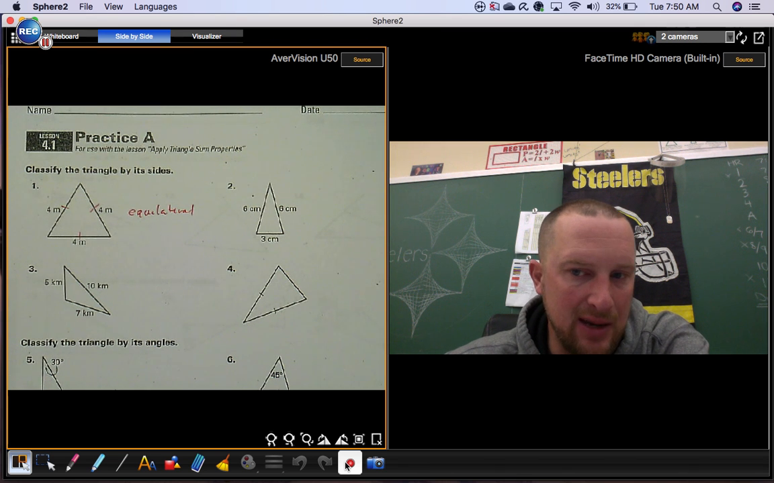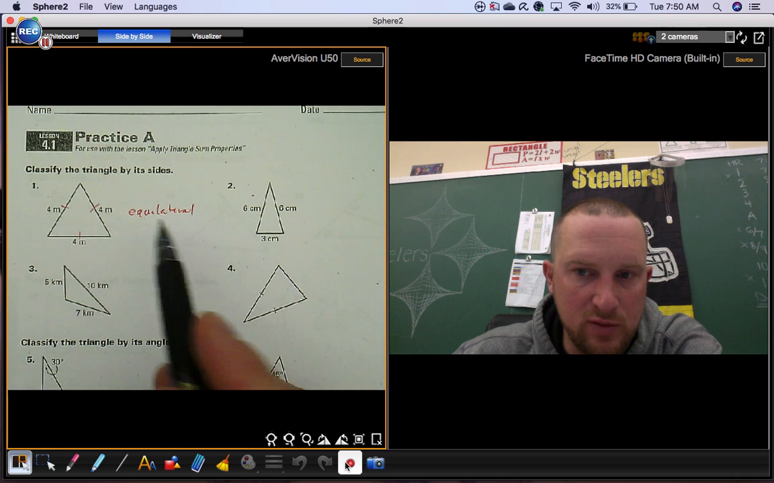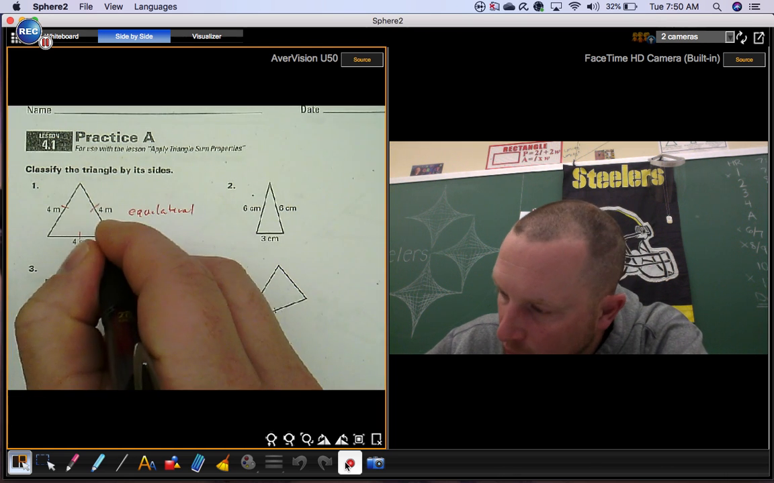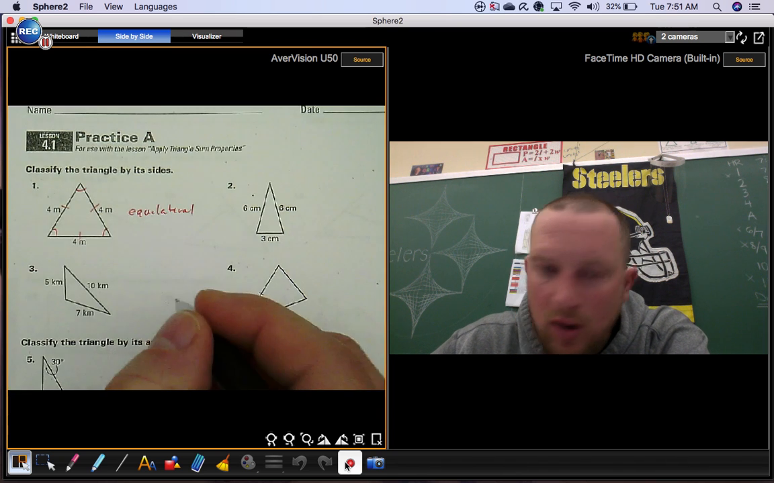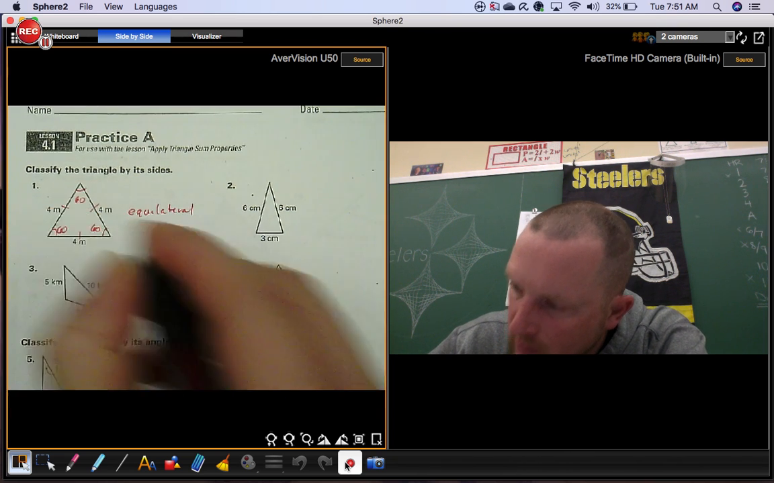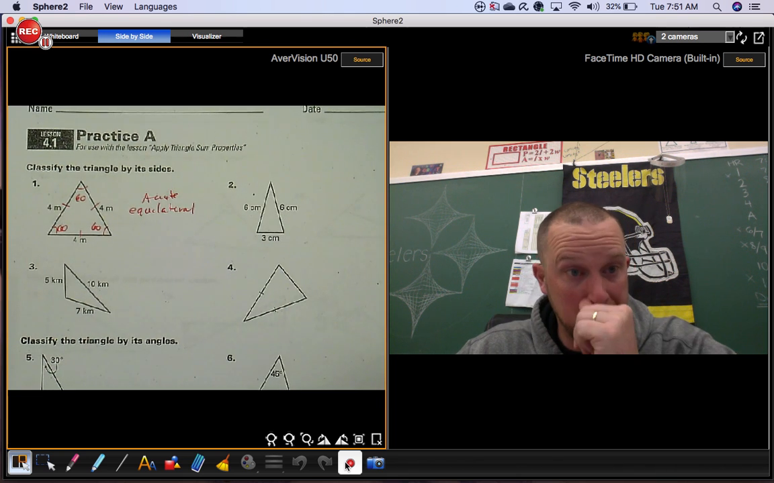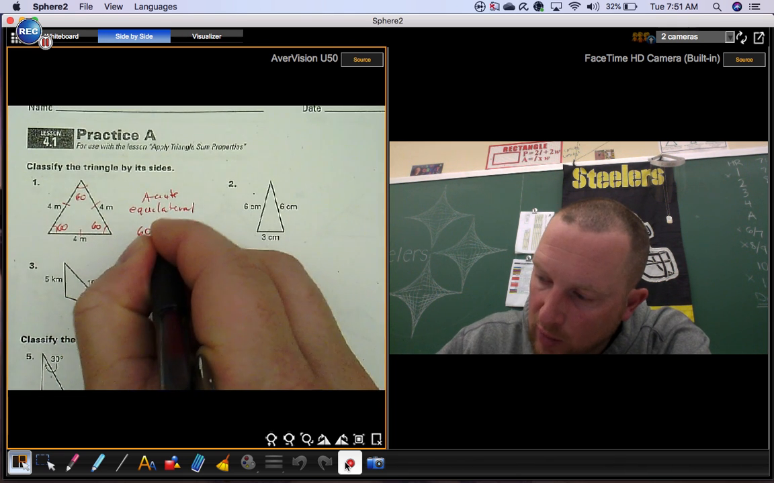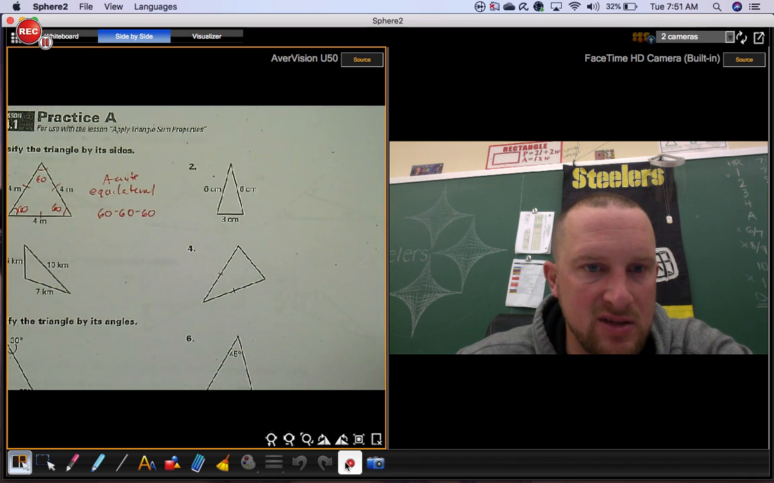Now, this isn't going to happen all the time, but in this specific case, equilateral triangles must be acute. Since it's equilateral, these angles must be the same as well, which means they're all 60. So this is an acute equilateral triangle. Every acute equilateral triangle in the world will have those three measures, 60, 60, 60.